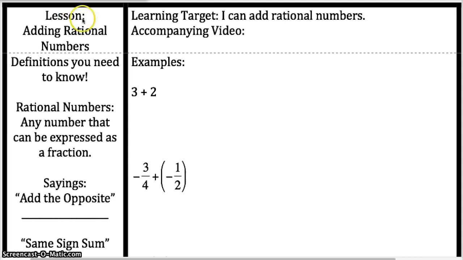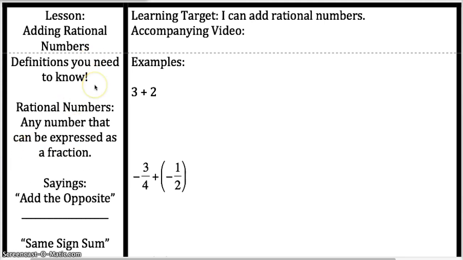So today our lesson is about adding rational numbers, and our learning target is I can add rational numbers. Before we get into the lesson about adding, it seems really easy, but this is what we were talking about in class last week that a lot of you had struggled with. So I want to explain it. First of all, you need to know what a rational number is. A rational number is any number that can be expressed as a fraction.